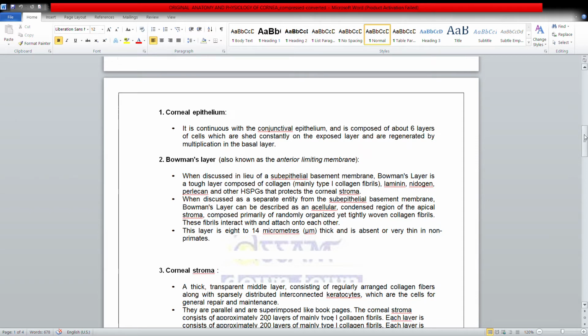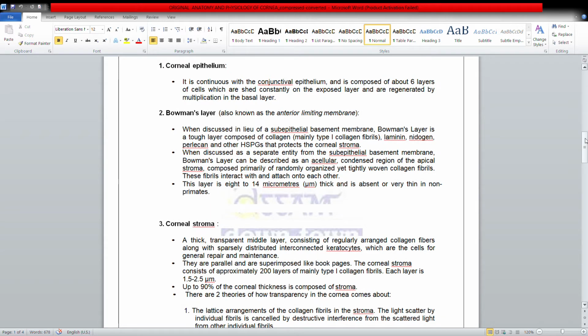Next is Bowman's layer. It is also known as the anterior limiting membrane. When discussed in the lieu of the subepithelial basement membrane, Bowman's layer is a tough layer composed of collagen, mainly type 1 collagen fibrils, laminin, nidogen, perlecan, and other HSPGs that protect the corneal stroma.